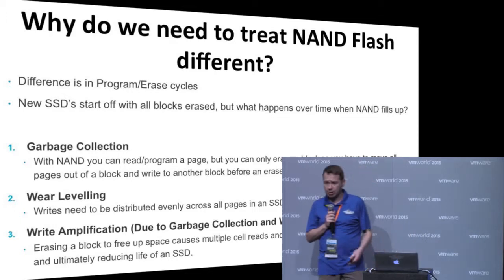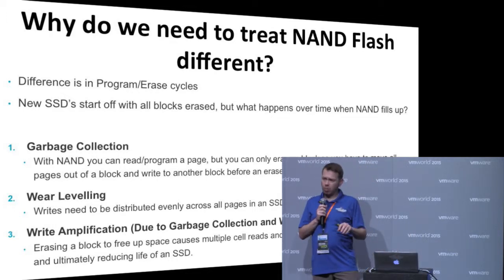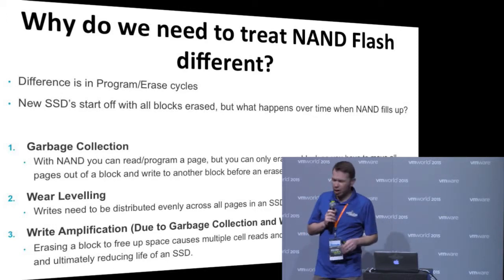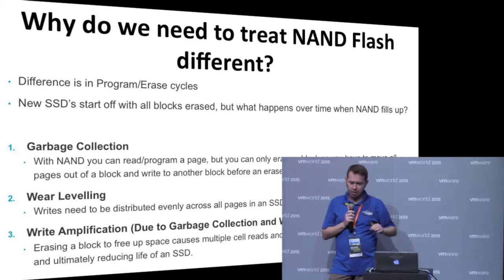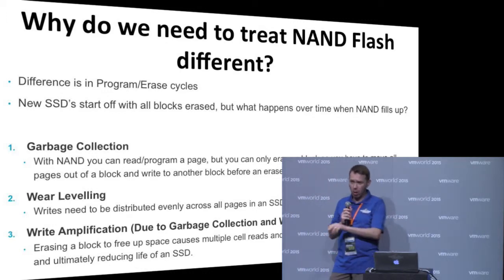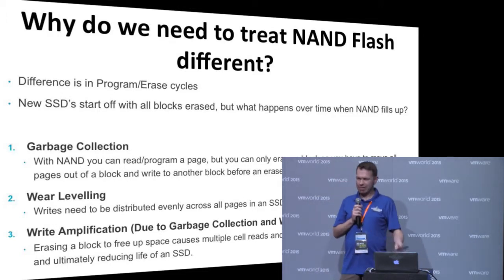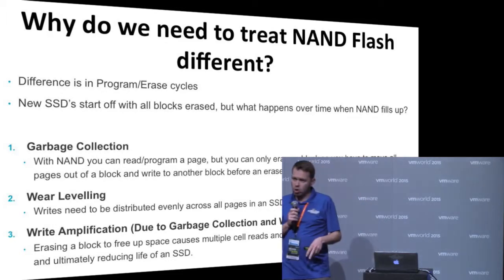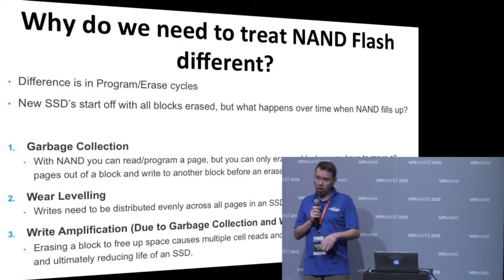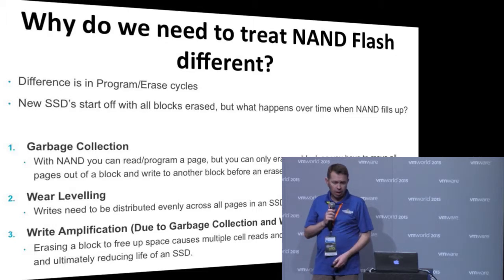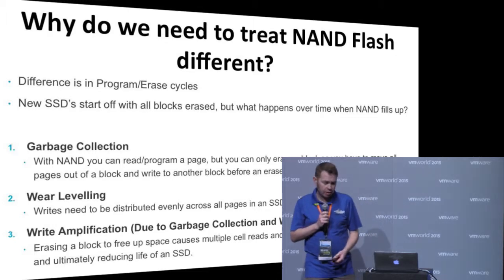Garbage collection is a background process which solves a problem with NAND flash, in that we can read and program on a page, but we can only erase on a block level. I talked about the sizes earlier on. We can read and program on a really small scale, but when we come to erase, we can only do it on a block level, and that's where write amplification comes into play. With write amplification, we have to read all the pages in a particular block and relocate those pages to another block before we can erase the block. So that's really what garbage collection is doing.